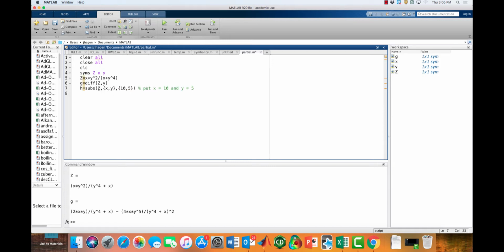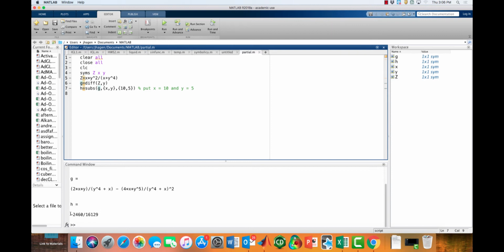Now we have a subs statement where we're saying take this function z. Actually, we wanted to put this into the partial derivative g. So we're going to take this partial derivative g, and we're going to find out its numerical value by putting these numbers into those variables. Very good. So we run that.